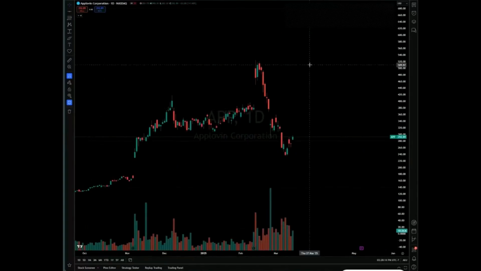So like I was saying before, when you go over different levels, the higher the time frame it is up to a monthly, the more important it is. So a 10-minute level is not going to be as important as an hourly. Hourly is not going to be as important as a daily. Daily is not going to be as important as a weekly, and so on.